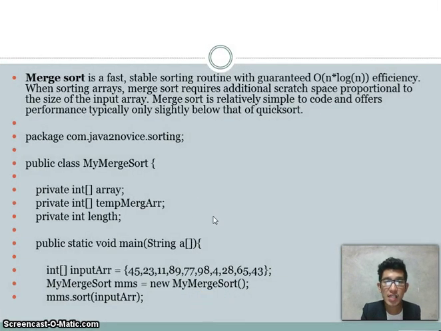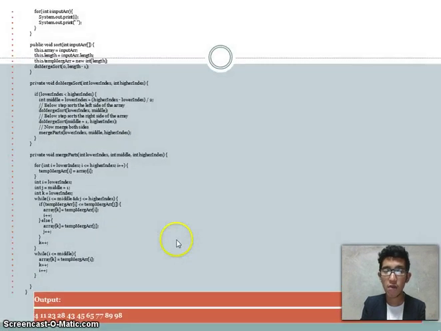Merge sort is a fast, stable sorting routine with guaranteed O(n log n) efficiency. When sorting arrays, merge sort requires additional scratch space proportional to the size of the input array. Merge sort is relatively simple to code and offers a performance typically only slightly below that of quicksort. So this is the sample program of the merge sort. So if you are going to run this program, the output will be like this.